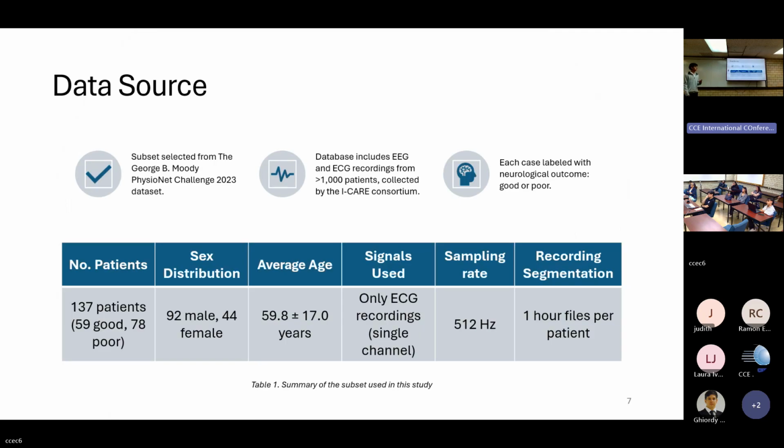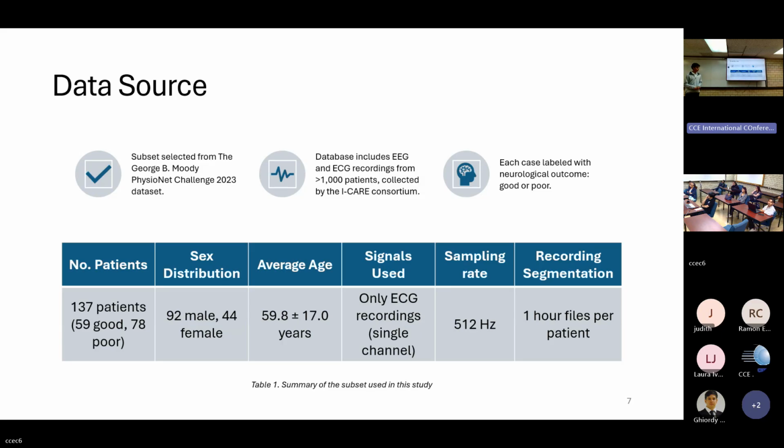For the data source, we selected the George B. Moody PhysioNet Challenge of 2023 dataset. This database contains electroencephalograph and electrocardiograph recordings for more than 1,000 patients collected by the I-CARE Consortium. It is important to mention that each case was previously labeled with good and poor outcomes. We selected a subset of 137 patients, where 59 were good and 78 were poor. The sex distribution we got was 92 male and the rest female. The average age was 59.8 with a standard deviation of 17 years.